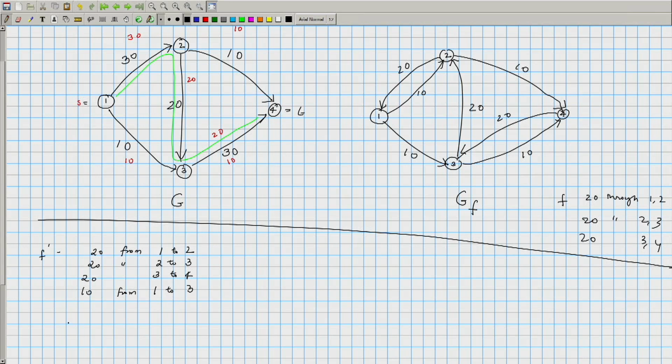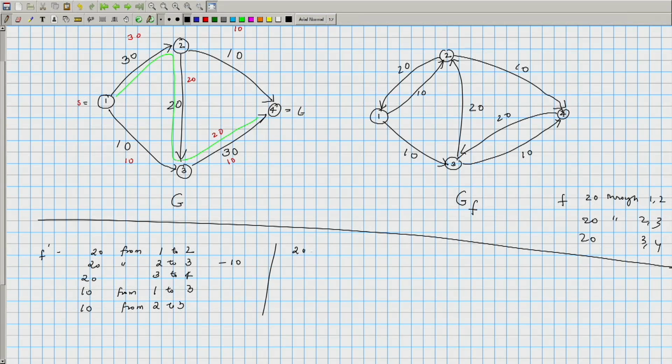This we are routing in the residual graph, but we want a flow in the original graph. So, routing it from 3 to 2 is essentially amounting to decreasing the flow, because here we are using the back edge. 1 to 3 was a forward edge, 3 to 2 was a back edge, and on that back edge if you are sending 10, that means we are decrementing the original flow. So, I will just write it as minus 10 from 2 to 3 and 10 from 2 to 4. Okay.